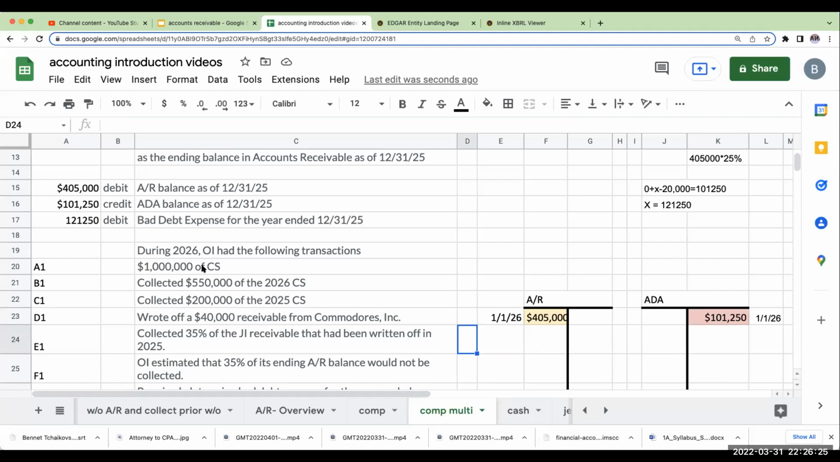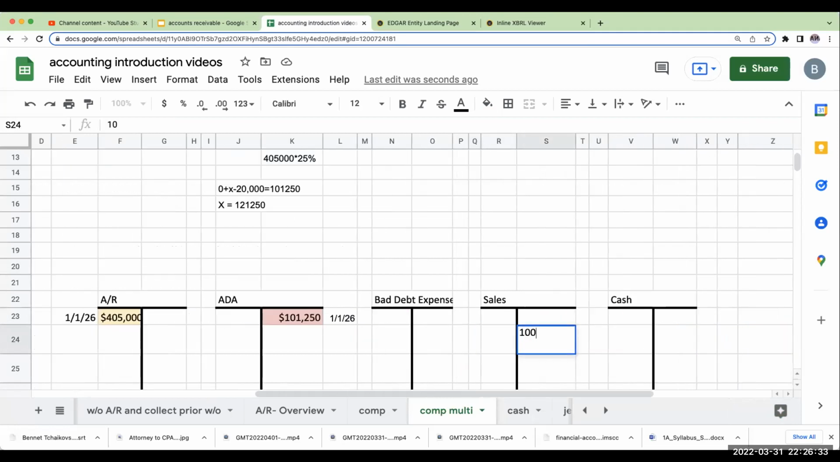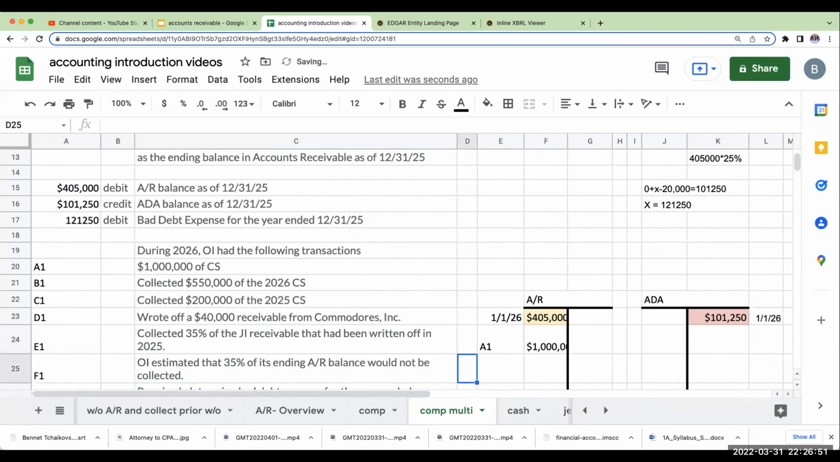So I had $1 million of credit sales. How do we do credit sales? Well, I'm going to credit sales, and then I'm going to debit accounts receivable for that same dollar amount. Okay, this is A1. Okay, so I had $1 million of credit sales.